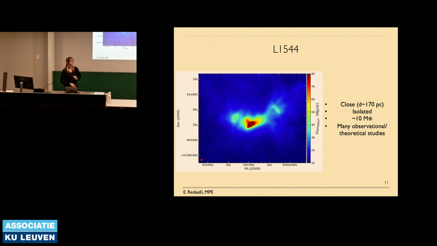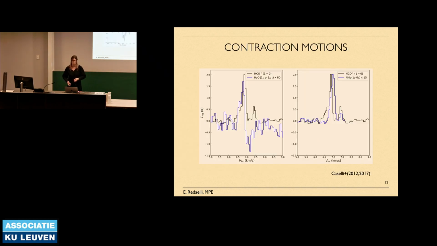L1544 is a low-mass core. It contains about 8 solar masses in total. It will likely form a pretty small star, something smaller than the Sun. And it's exceptional because it's extremely centrally peaked in its density profile, and at the center reaches more or less 6 Kelvin. So we're really on the verge of the gravitational collapse. And indeed, we know from previous studies that contraction has already happened.